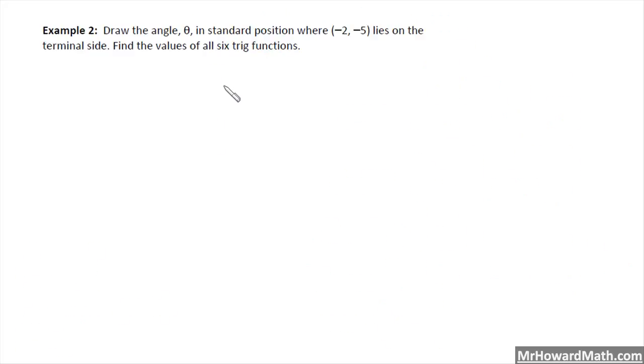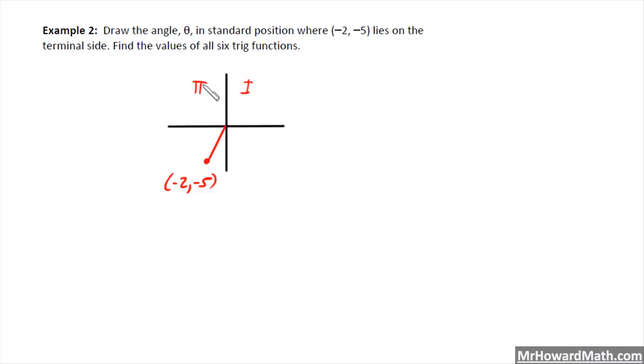Example 2: draw the angle theta in standard position where (-2, -5) lies on the terminal side. Find the values of all 6 trig functions. All right, so here's our coordinate plane. (-2, -5) would be down here, so we'll label that (-2, -5).